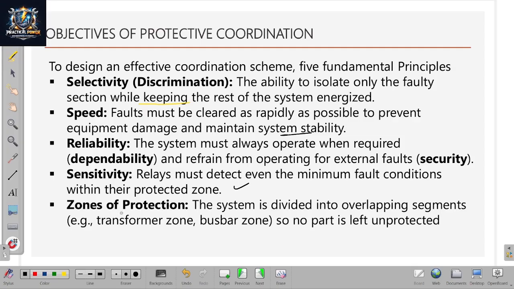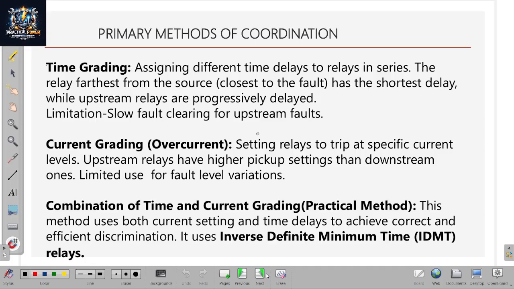The last one is zones of protection. The system is divided into overlapping segments, so no part is left unprotected. All the parts of the electrical power system are divided into different segments. For example, the transformer zone, then the bus bar zone. So this is zone protection.